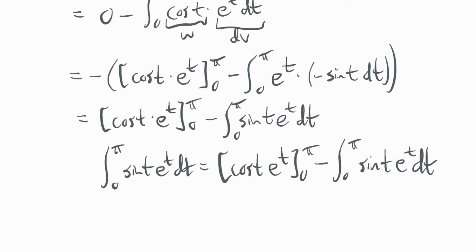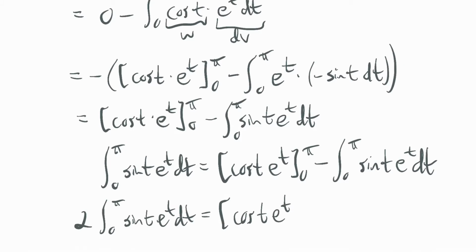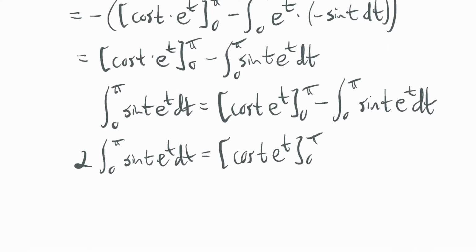Okay, now I can add this on both sides. So I will have 2 times the integral from 0 to pi of sine t e to the t dt equals cosine, and we'll do the evaluation soon, from 0 to pi. And we'll divide by 2 on both sides. So the integral from 0 to pi, the area that we're finding, of sine t e to the t dt, equals 1/2 times, let's go and do the evaluation now.